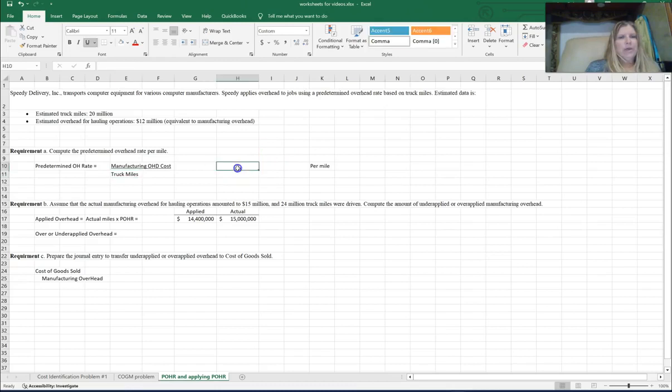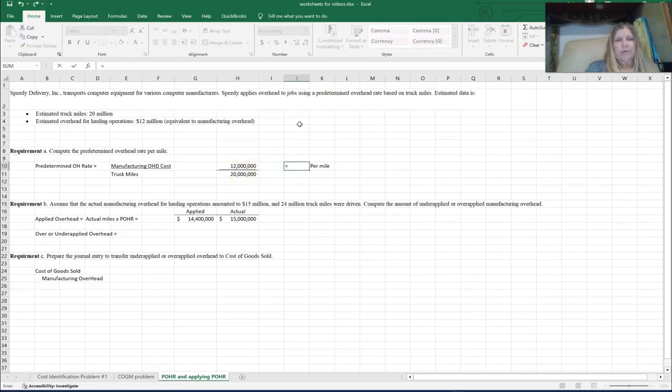And so we know that the estimated cost is 12 million and the estimated truck miles is 20 million. Not 2,000, 20 million. And so then all we have to do is do the math. So I'm going to put an equal sign that tells Excel that I'm getting ready to do a math equation. And I'm just going to take the 12,000 and I'm going to divide it by the 20,000. So our predetermined overhead rate is 60 cents per mile.